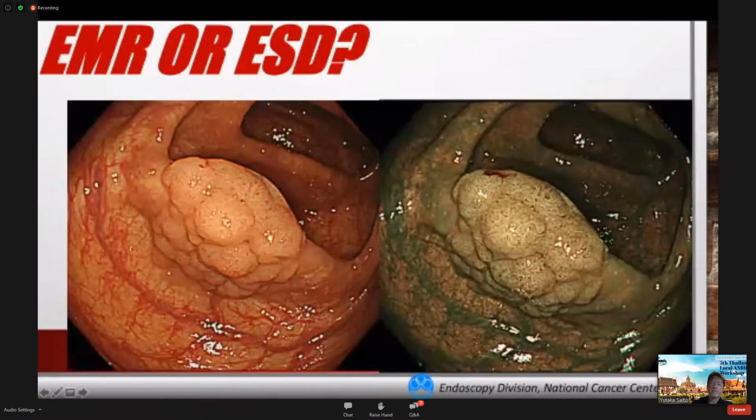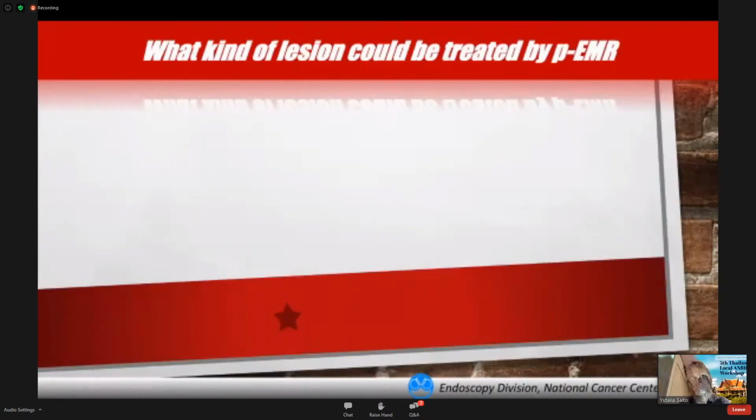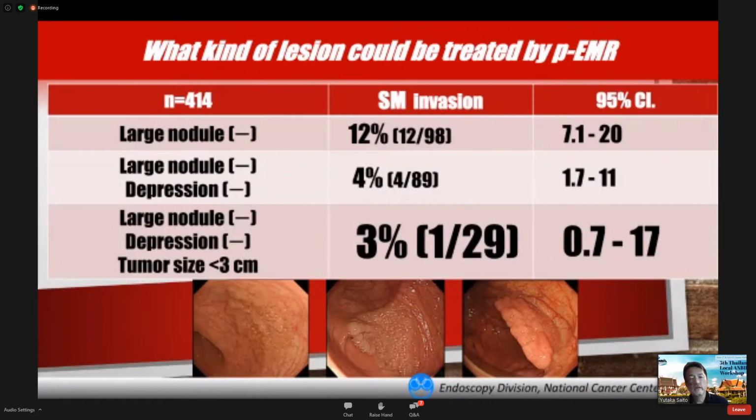How about this LST granular type in the ascending colon? And what kind of lesion could be treated by piecemeal EMR? So we evaluate the SM invasion rate according to the tumor size, large nodule, or depressed component. And from this analysis, when the lesion has no large nodule, no depressed component, and tumor size less than 3 centimeters in diameter, the incidence of SM invasion was just 3%. So this kind of lesion could be treated by EMR effectively.